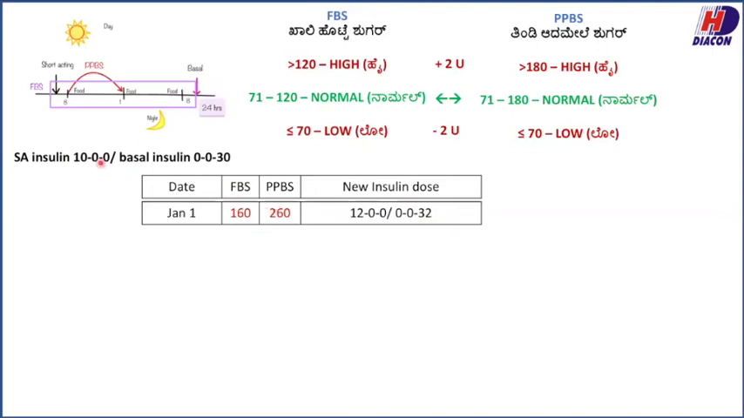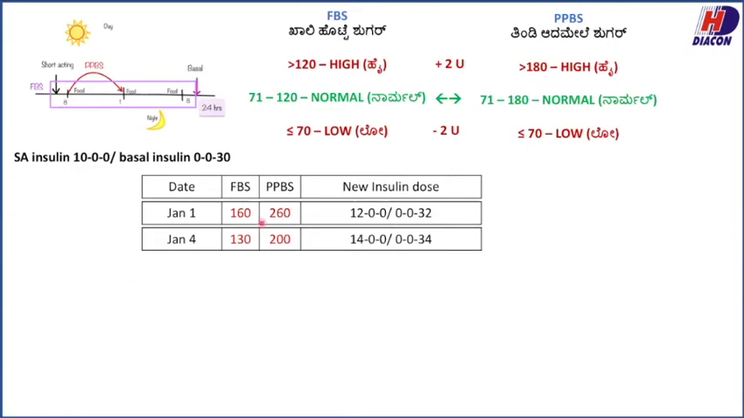After breakfast, even with 10 units, our postprandial sugars are 260. When the postprandial sugars are more than 180, it means the morning injection is still not enough for us. So we increase 10 plus 2, it becomes 12 units.